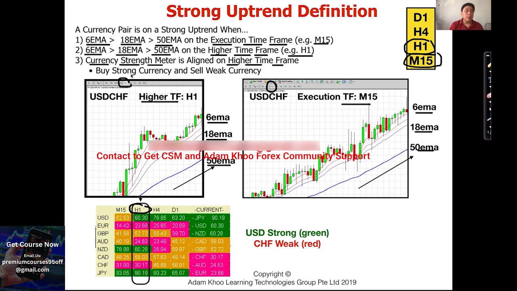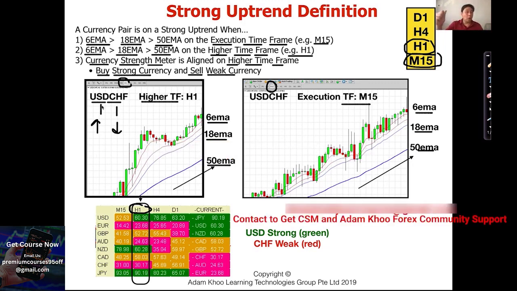So again, you always want to be only buying the strong currencies and selling the weak currencies. So in this case, we are going long on dollar franc. So that means that we are buying the dollar and we are selling the franc. So the dollar has to be green and the franc has to be red on the higher time frame. So you can see on the higher time frame, sure enough, the dollar is green, which is above 60 points, and the franc is in red below 40 points, right?